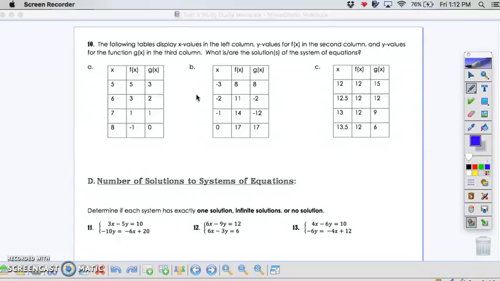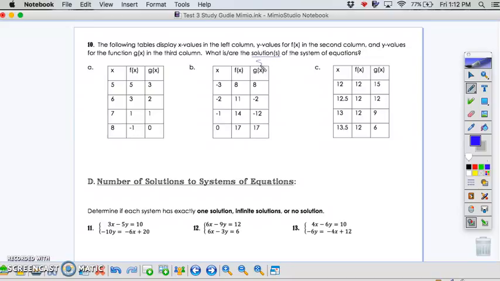I'm looking for the tables to find the solutions to a system of equations. So these are x values. These are the y values in f of x, and these are the y values in g of x. So in order to find the solution, they would need to have the same x and y.